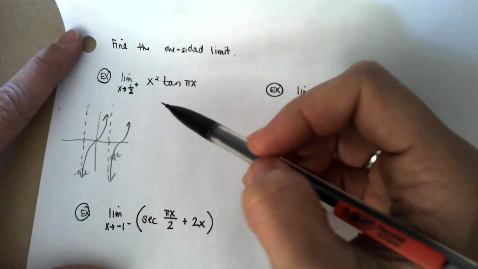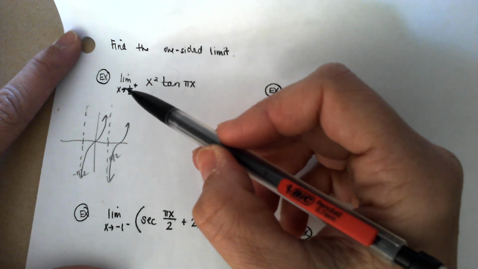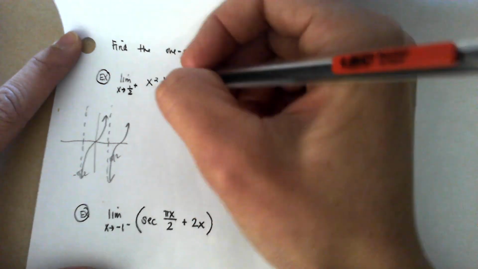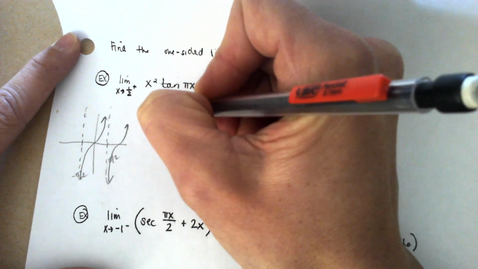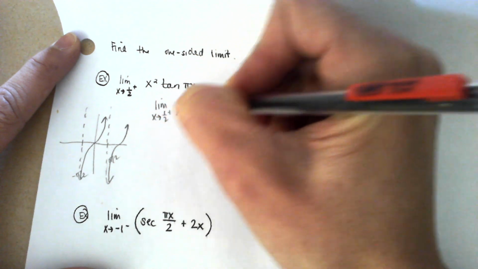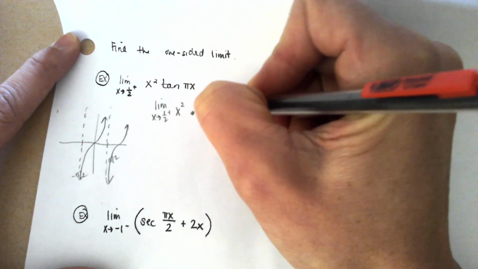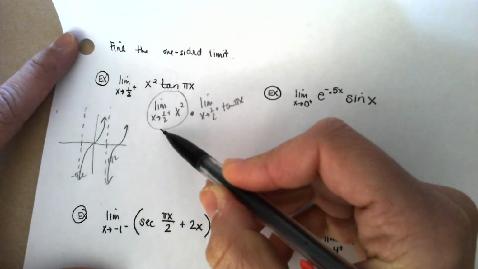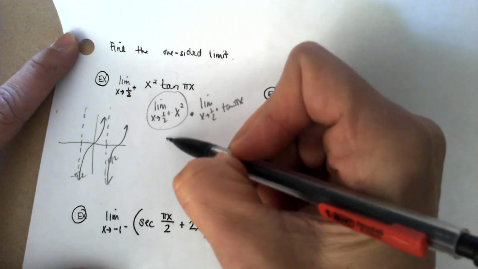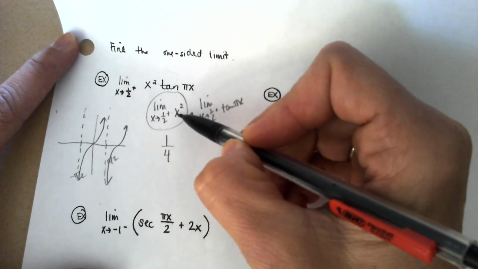So based on our limit properties, if you're trying to find the limit of a function times a function, we can split it up into the limit as x approaches 1/2 from the right of x squared, and then you can multiply it by the limit as x approaches 1/2 from the right of the tangent of pi x. So this one can be directly evaluated as just 1/4. The right and the left doesn't matter on this piece because that's not an asymptote.